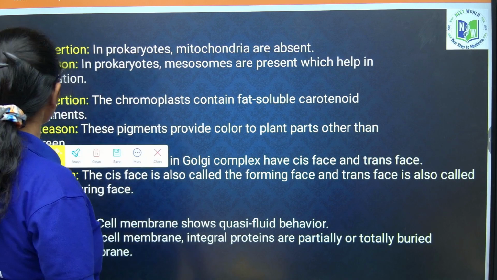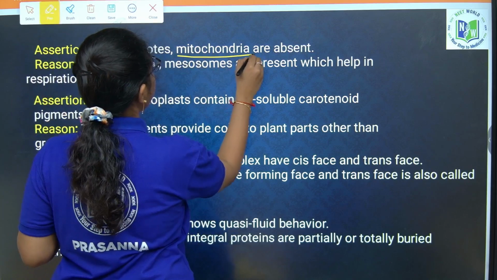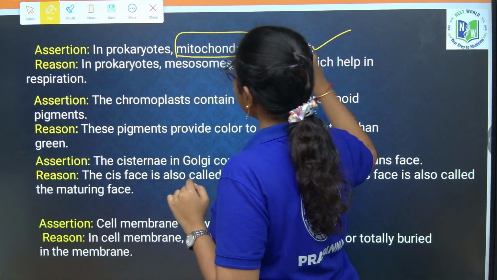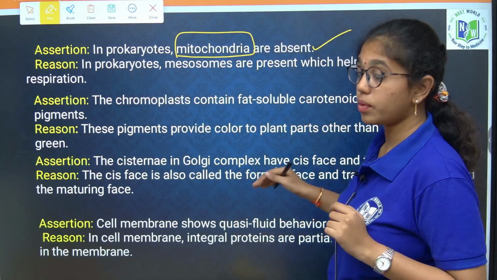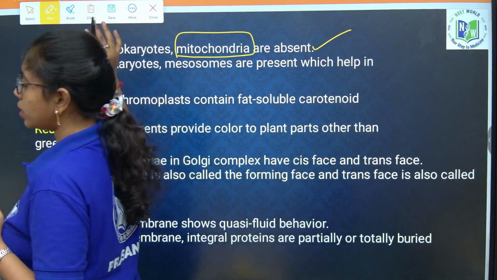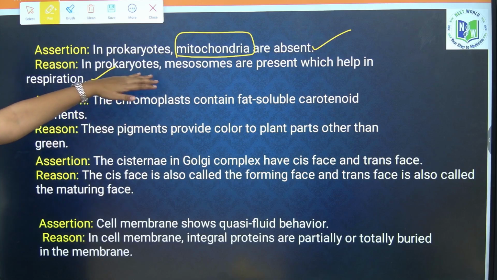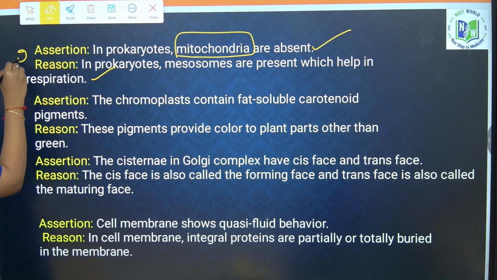Next question. In prokaryotes, mitochondria is absent. True. Instead of mitochondria, mesosomes are present. Correct statement. In prokaryotes, mesosomes are present which help in respiration. True. Both the statements are true, but there is no way it is explaining the absence of mitochondria or the presence of mesosomes. So it is option 2 only.